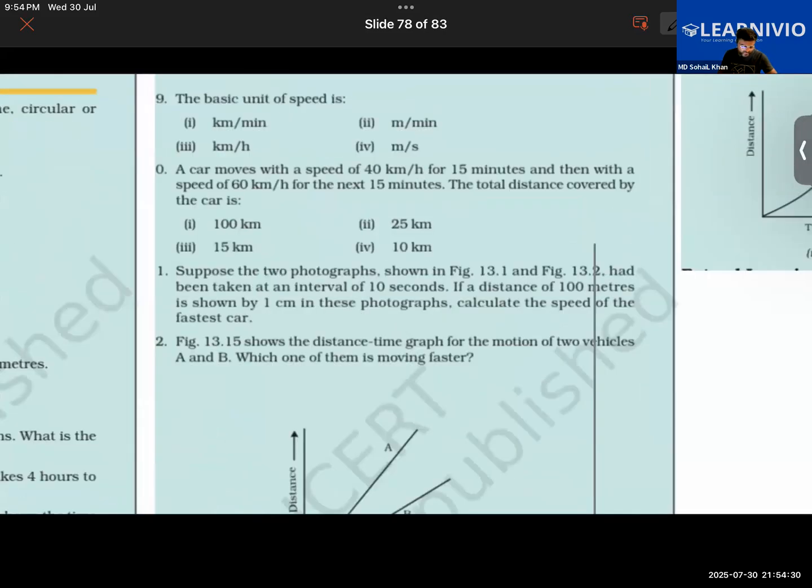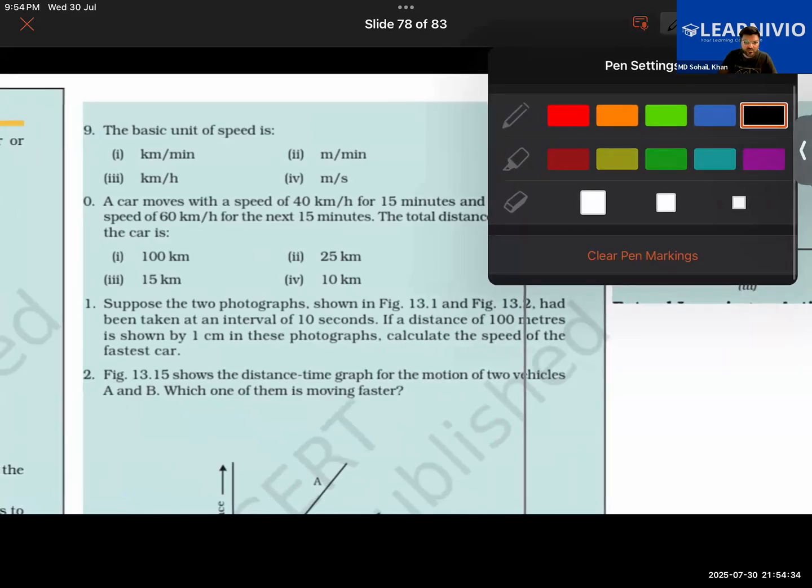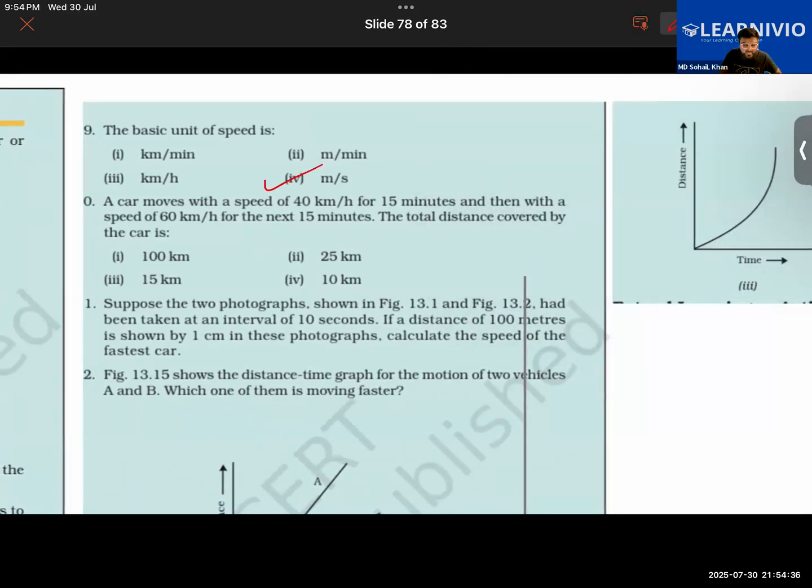Question number 9. The basic unit of speed is meter per second. A car is moving with a speed of 40 km per hour for 15 minutes, and then with a speed of 60 km per hour for the next 15 minutes. The total distance covered by the car is how much? 25 kilometers. Be careful while you are answering, because I'll be asking you guys to explain.